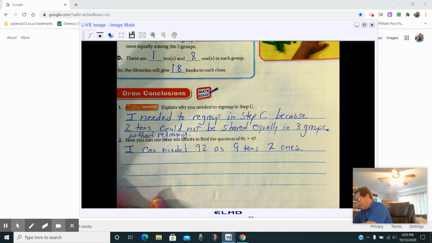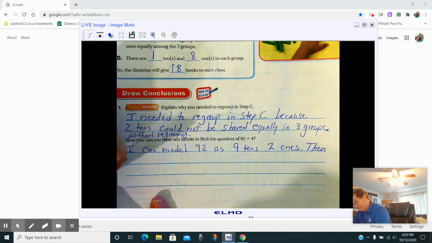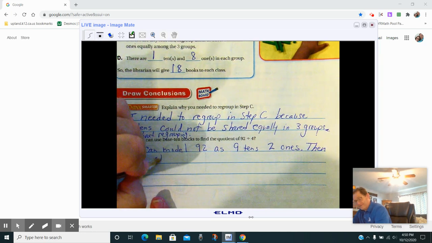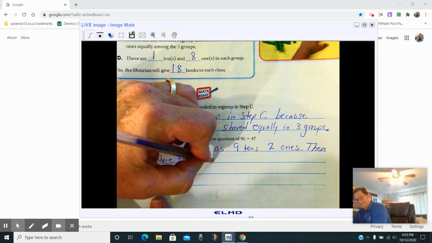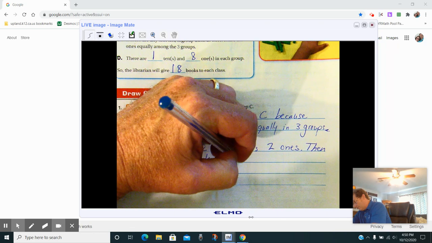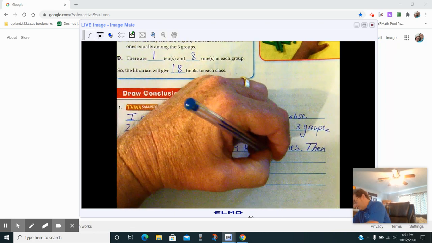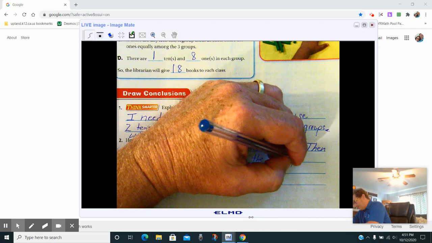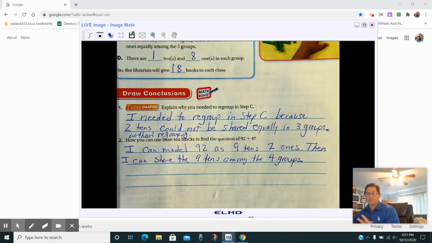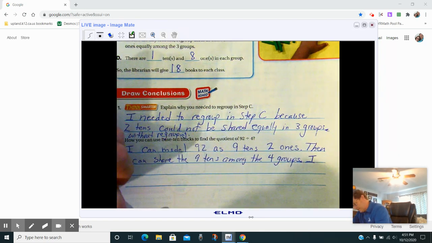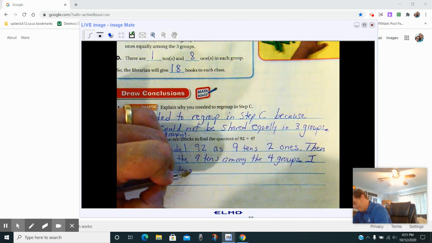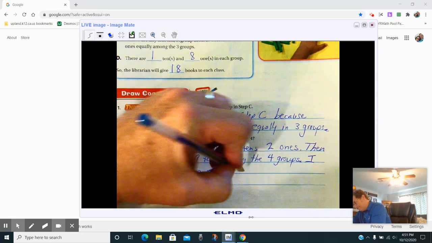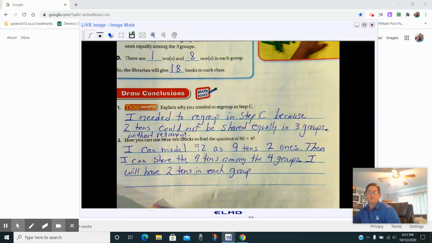Then I'm going to share the 9 tens among the 4 groups, because it says 92 divided by 4. So there's going to be 4 circles or 4 groups. I will have 2 tens in each group, right? Two tens in each group with 1 ten left over.